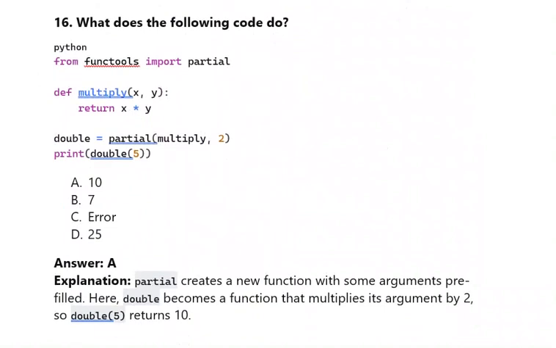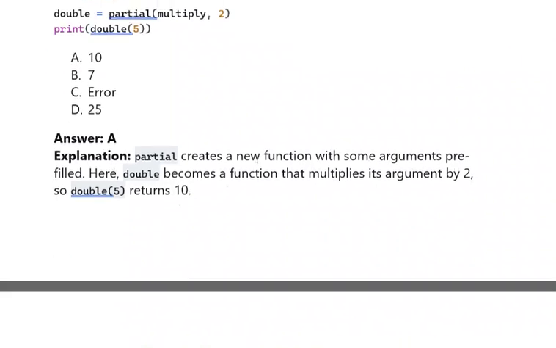What does the following code do? From functools import partial, def multiply(x, y), return x into y, double = partial(multiply, 2), double(5). So the answer will be 10. 5 into 2.